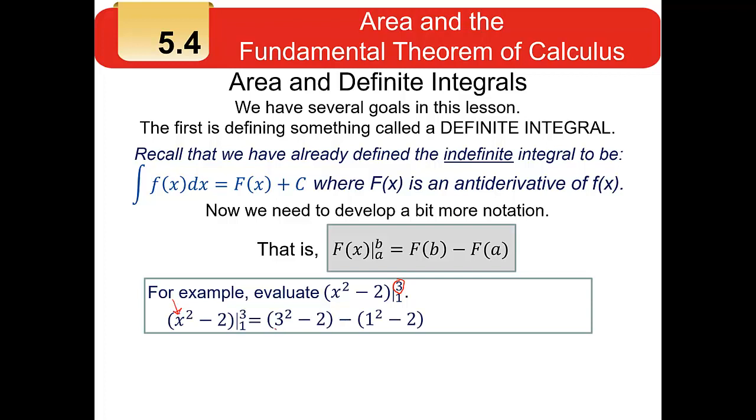place of x, and so you get, instead of x squared minus 2, 3 squared minus 2. Then you take the bottom number, this time a 1, and plug it in place of x, and you get 1 squared minus 2, and then you subtract those two results. So of course 3 squared minus 2 is 7, 1 squared minus 2 is negative 1, and you've got a minus, so that becomes 7 plus 1, which is 8.